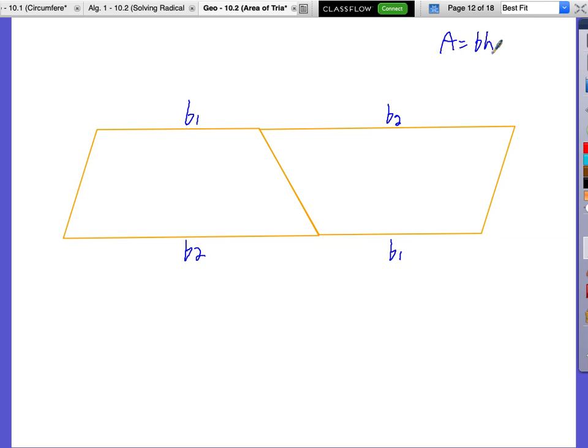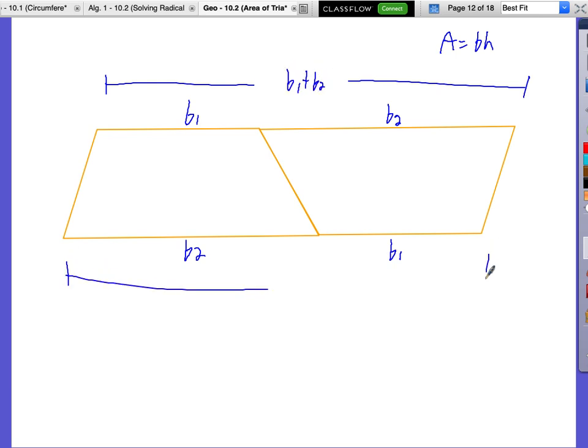Wipe it on yourself. So, what would this whole side be then? Base one plus base two. What would this whole bottom side be? Base one plus base two again, correct? Sure. So are both sides now the same? Yeah. So we can say that for this new parallelogram, the base is now just base one plus base two, correct? Yeah. Now we still have to find a height here, because could one of these slants be the height? No. No, why not?